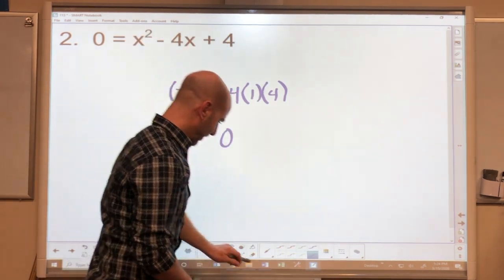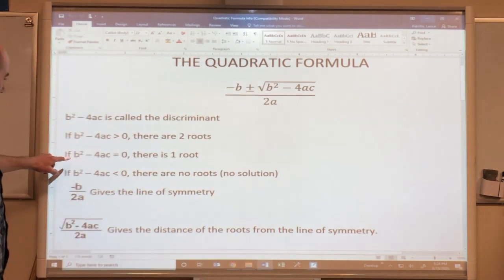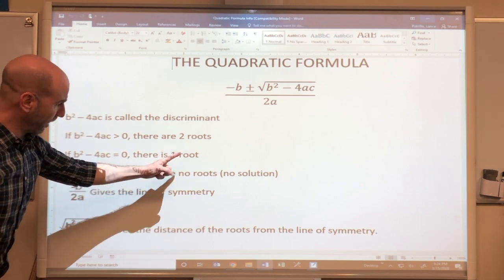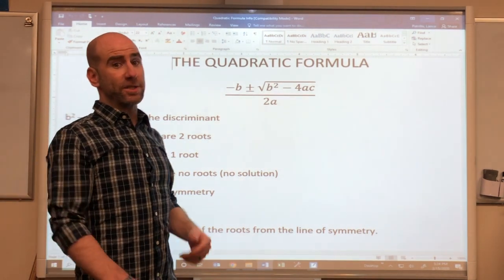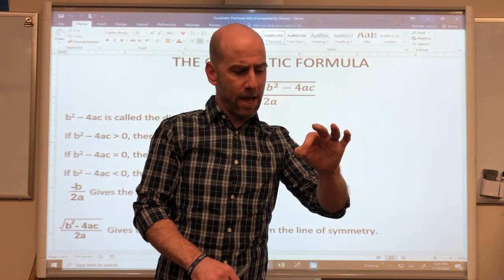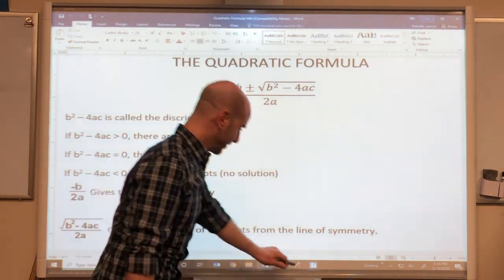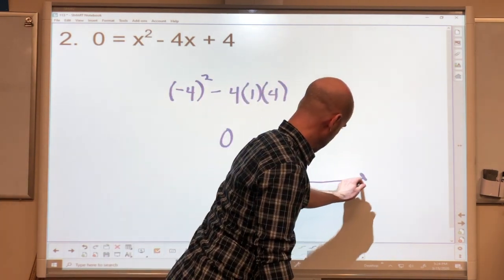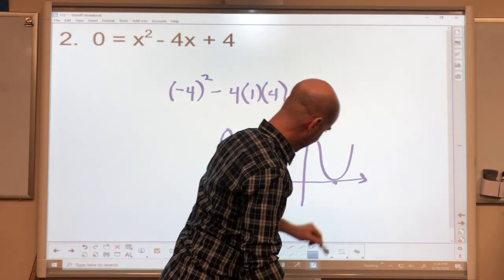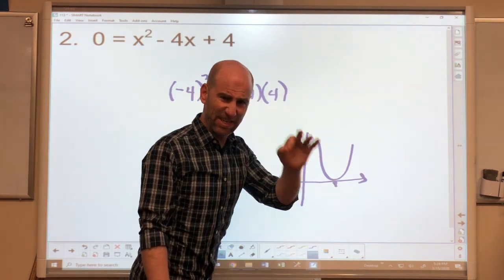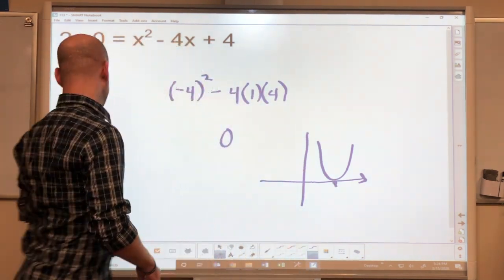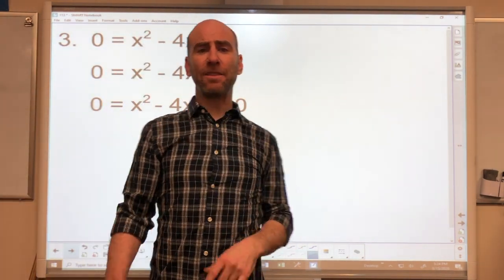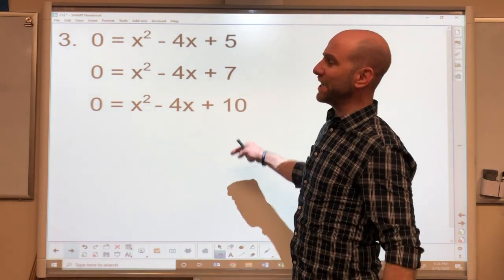So, based on our sheet, if the discriminant is equal to 0, there is 1 root. So only 1 solution, only 1 location where it crosses the x-axis. So, as you know, that will look like this, where there's only that 1 intersection, the vertex just touches the x-axis. Okay, I need you to go through here and find the number of solutions to these 3 equations.